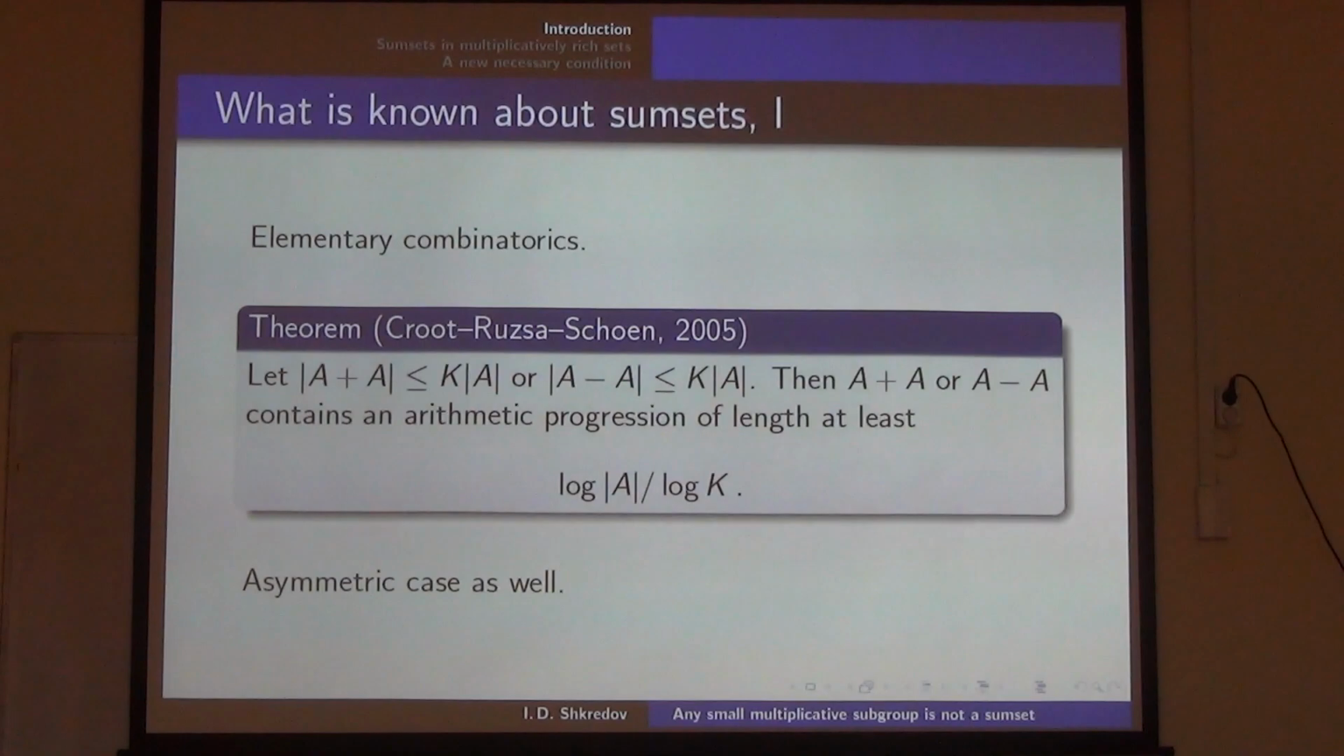Another result of this direction is an elementary result of Croot, Ruzsa, and Schoen, who did not use any analytical tools, but it's of the same spirit. So if you have this small sumset or difference set, then A plus A or A minus A contains an arithmetic progression of this length. It's a short arithmetic progression, but this result is applicable for larger subsets.